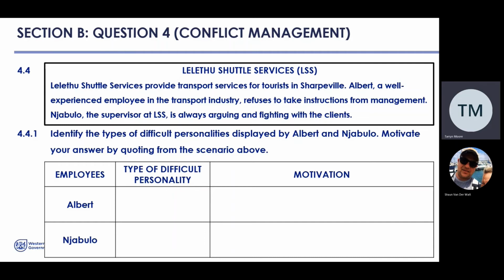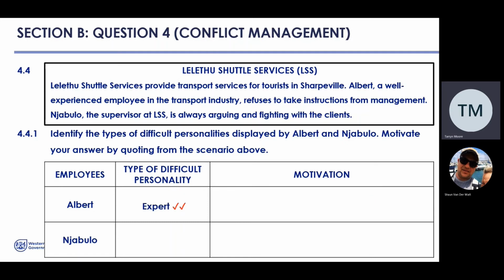And refuses to take instruction from management. Another bell. Njabula, the supervisor at LSS, is always arguing and fighting with the clients. Alarm bells. Why? It's a type of difficult personality. So we look at our answers.